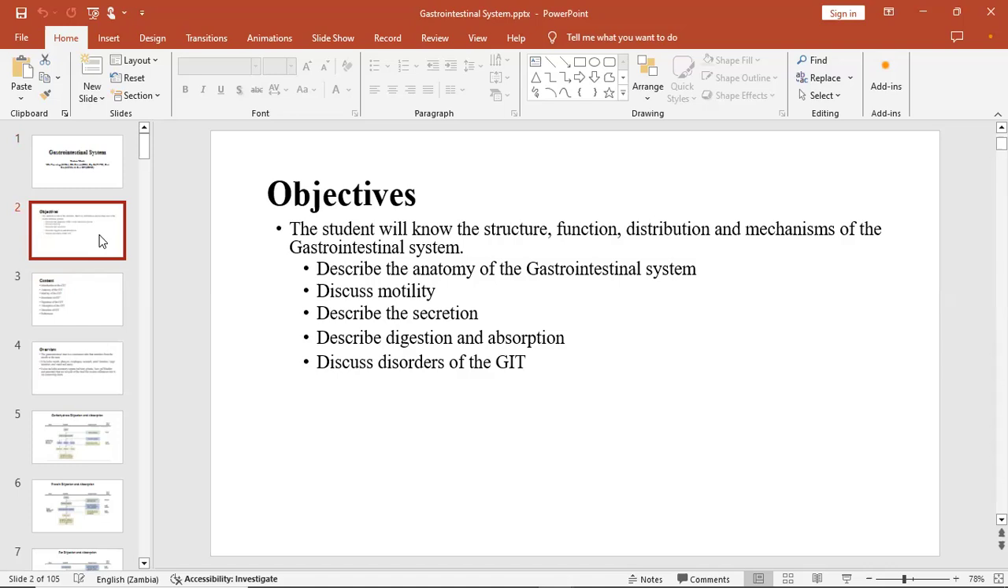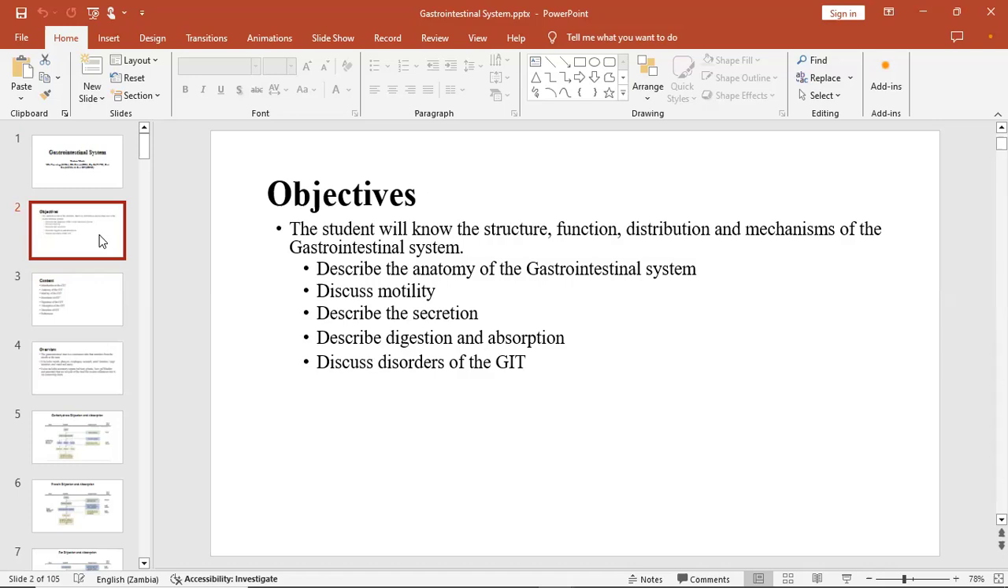Firstly, you're going to look at what we call describing the anatomy of the GIT tract. And later, we are going to discuss motility. So now, what do you understand by the term motility? So basically, motility has to do with how food particles are able to move from the mouth up to the anus. Okay, that's all part of what we call motility. Because motility simply means movement. So we'll be talking about the movements that happen in the mouth up to the anus. So that's what you're going to discuss under that.